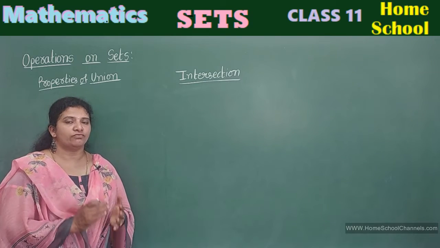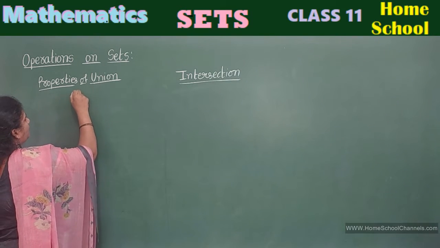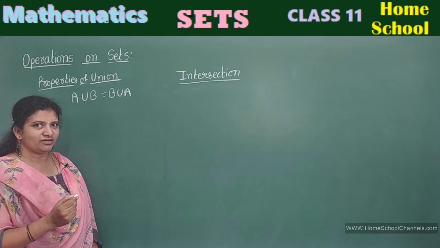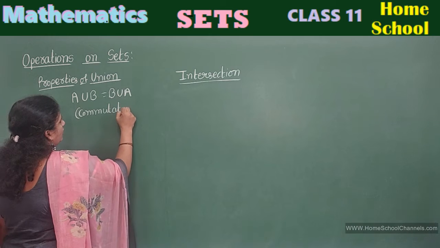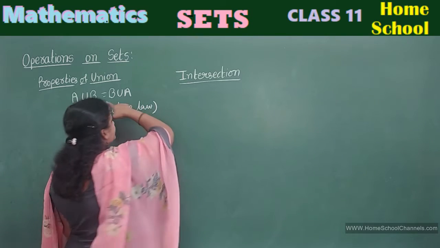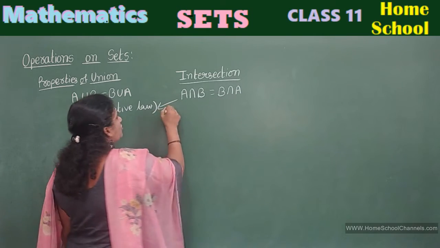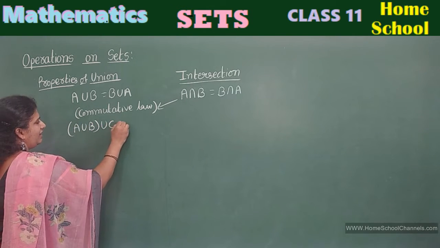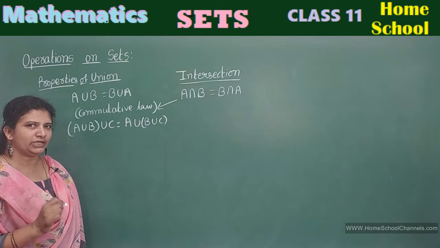Next, let us see the properties of union of sets and intersection of sets. First, under union, let me write the first law. A union B is equal to B union A. What is this? Do you remember? Yes, it is the commutative law. In the same manner, we can write the commutative law for intersection. Instead of union, write intersection. A intersection B is equal to B intersection A. Next property. A union B union C is equal to A union of B union C. So what is this? It is the associative law.